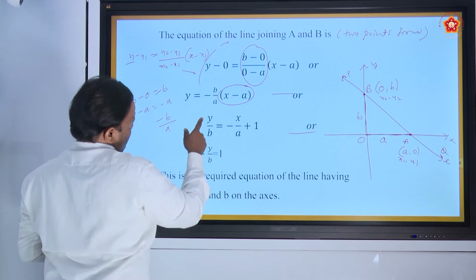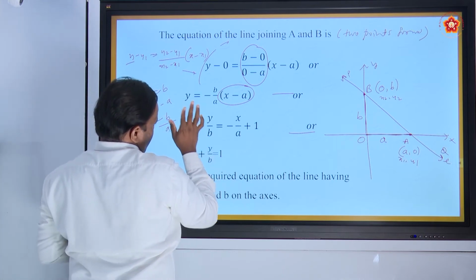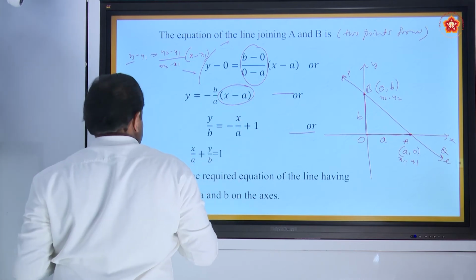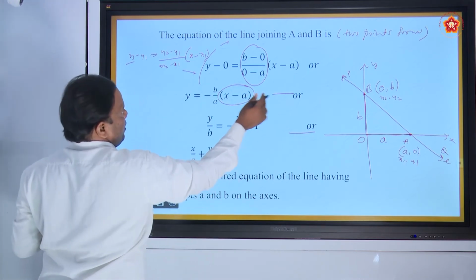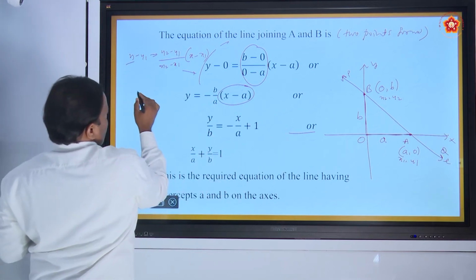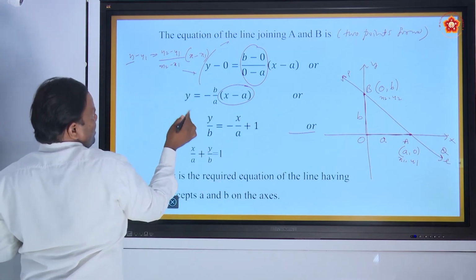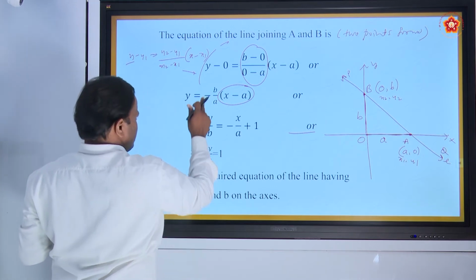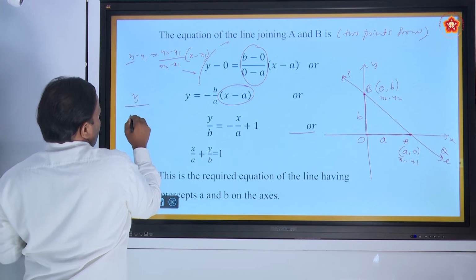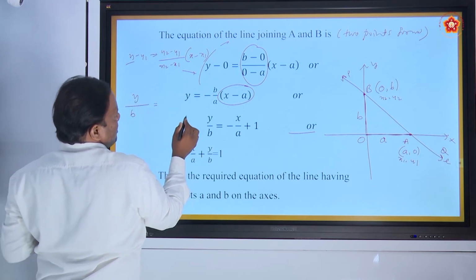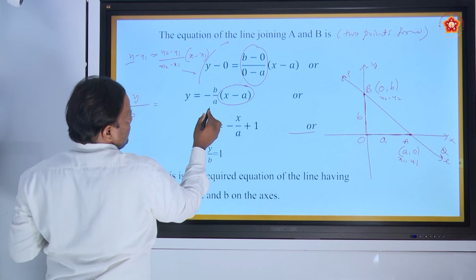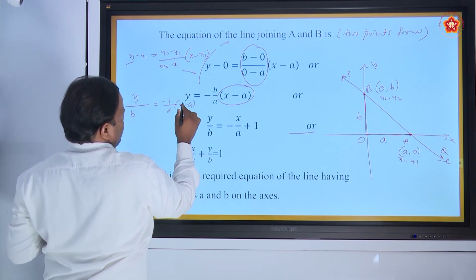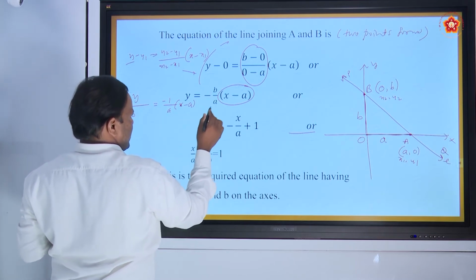So you take ab here. Observe, I simplify this one first. You take b this side; otherwise do the cross multiplication and you get the same answer. Y by b is equal to what is remaining here? B this side, minus is remaining: minus 1 by a into (x minus a). Correct?